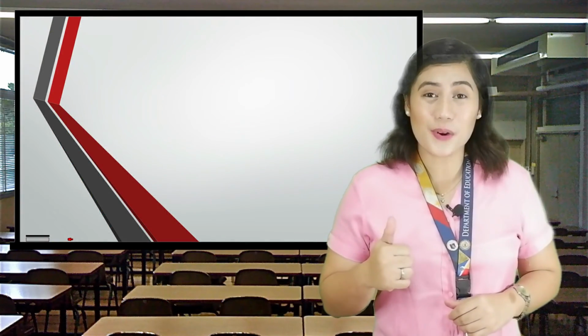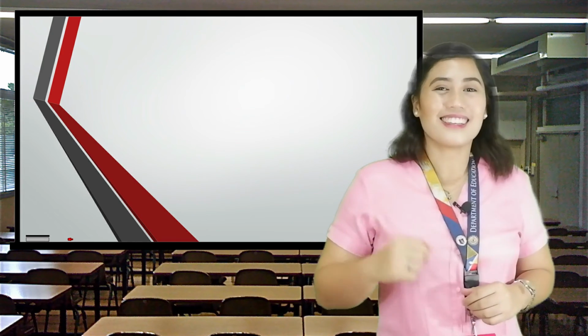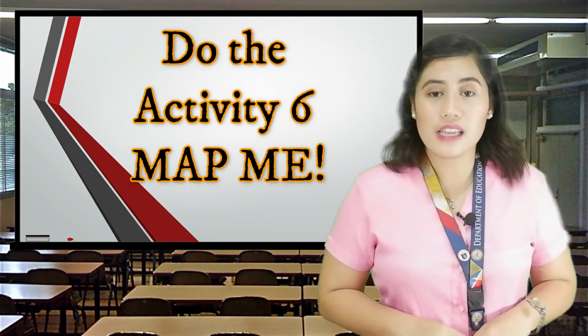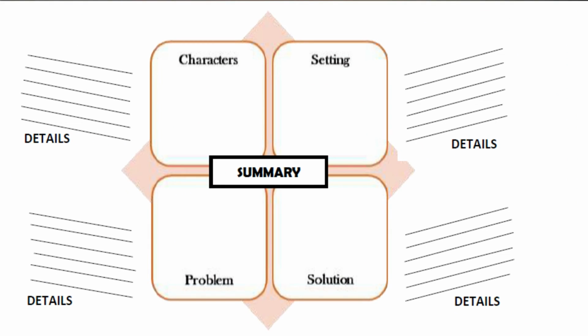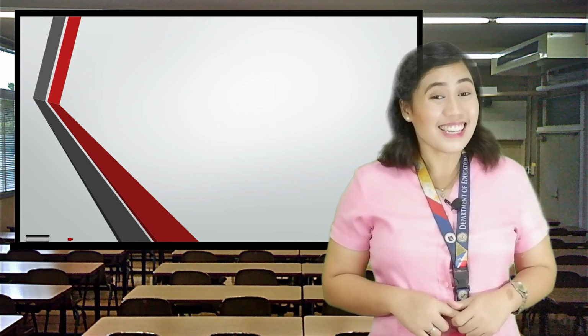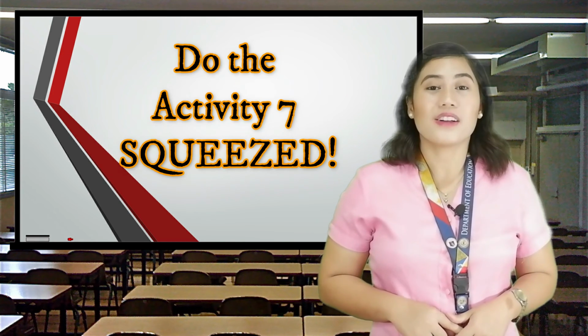Did you enjoy reading the story? That's fantastic! Now, let's do the Activity 6, Map Me. Answer the graphic organizer by summarizing the meaning of the identified idea or belief. Identify and record the attitudes embedded in the idea. Then, devise or come up with actions or practices that match up the attitude and values. Were you able to completely fill in the graphic organizer? Excellent! This time, let's have Activity 7, Squeezed.